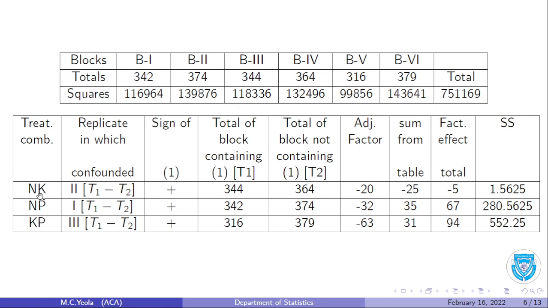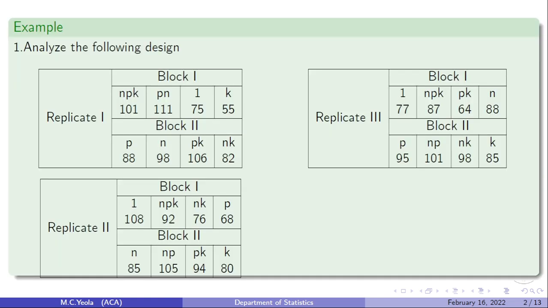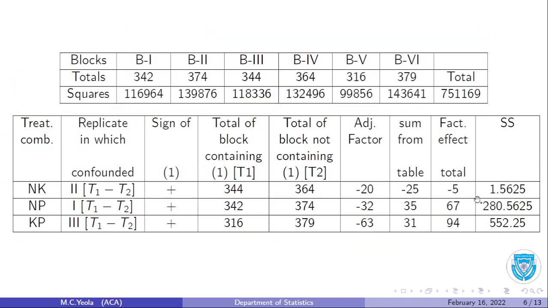Then the treatment combinations NK, NP, KP: where do they get confounded? NK is confounded in the second replicate, NP is confounded in the first replicate, and KP is confounded in the third replicate. Accordingly, we do the same as in the previous case, with only one change while obtaining the sum of squares here: in the previous case we divided that by 24 here.